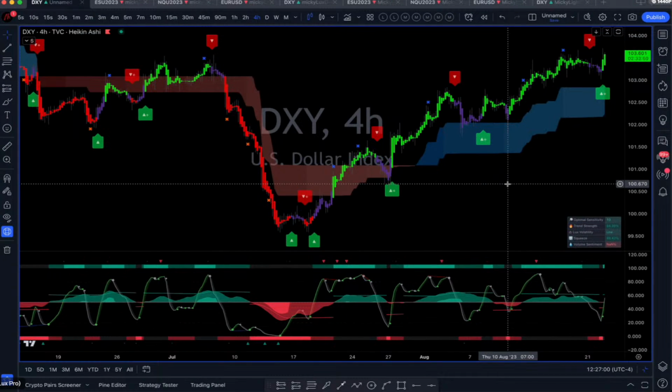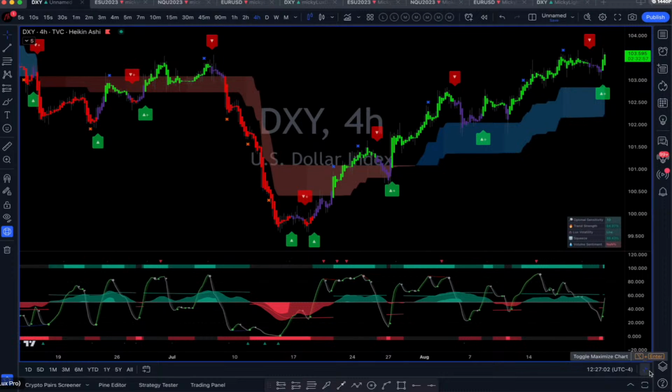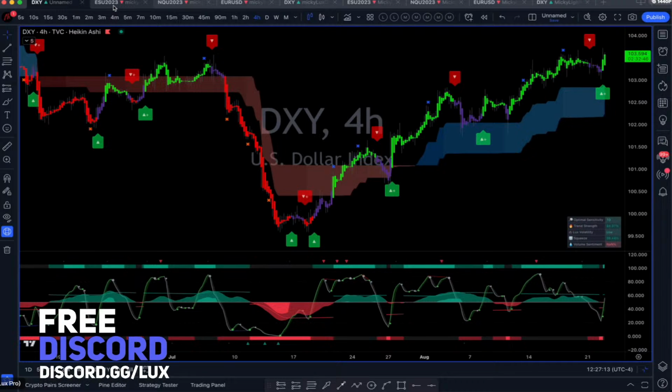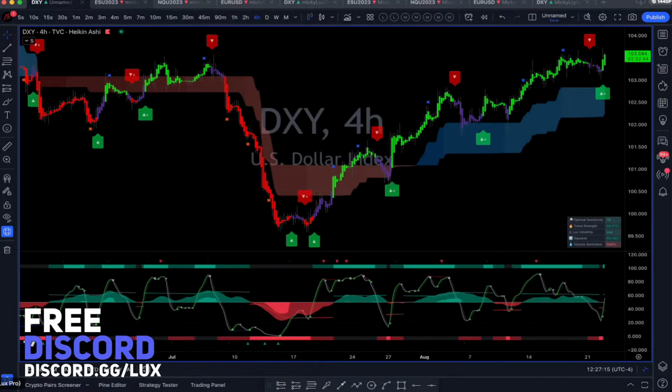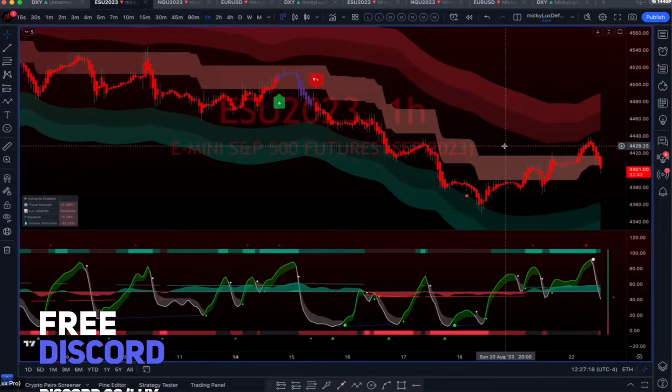So let's go down to a lower time frame. Well, let's take a step back. Right now, we are on an uptrend for the dollar index. Right now, I scan the markets. I go over to the ES E-mini futures. That's another major asset.